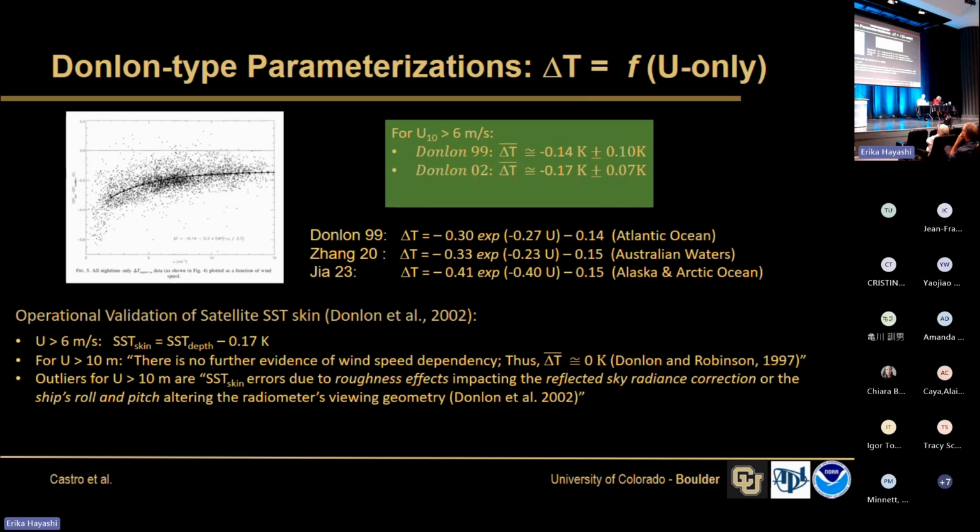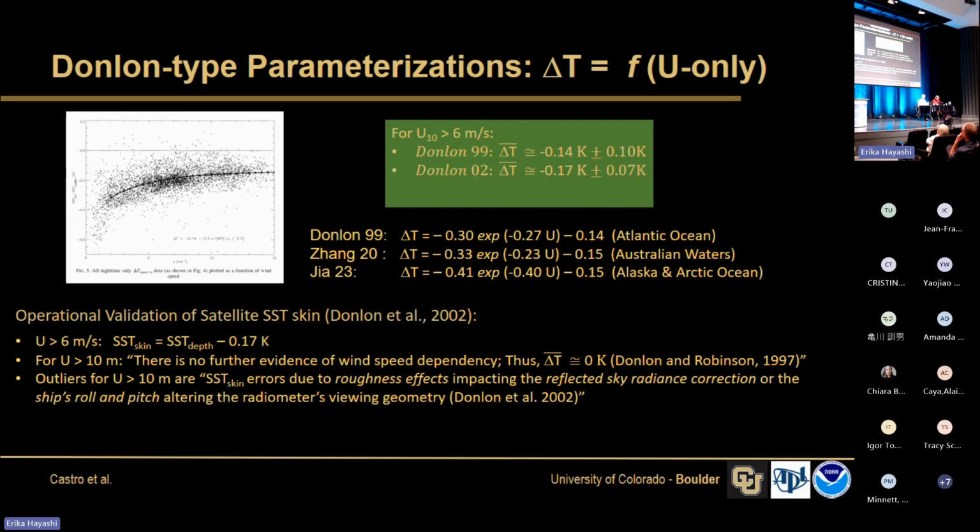So Donlon was the very first one that evaluated this sort of constant of proportionality at high winds. This is his 1999 data for the Atlantic. And from this negative exponential, he determined that for winds greater than 6 meters per second, the mean delta T approaches a cool bias of minus 0.14 Kelvin.